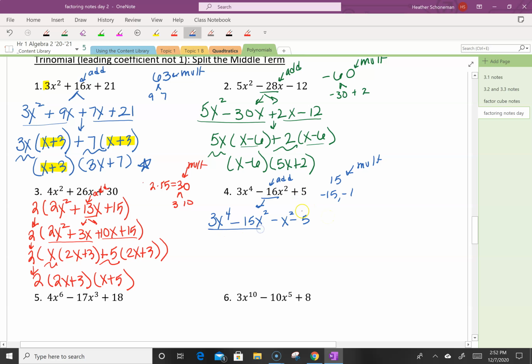Okay, now factor by grouping. What can I take out of these? I can take out a 3x squared. That leaves me with x squared minus 5. This is a minus. Copy that down. Well, there's nothing I can factor out of the second 2 terms, but I always have to factor out something. So if there's nothing I can take out, I'm going to take out a 1. But I'm really taking out a negative 1, which ends up changing the sign of everything in my parentheses, leaving me with positive x squared plus 5.